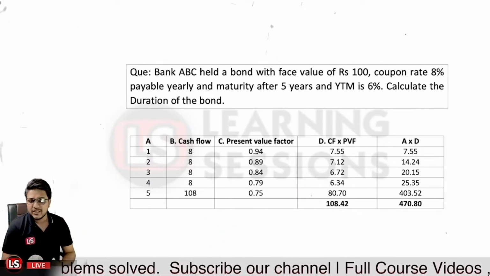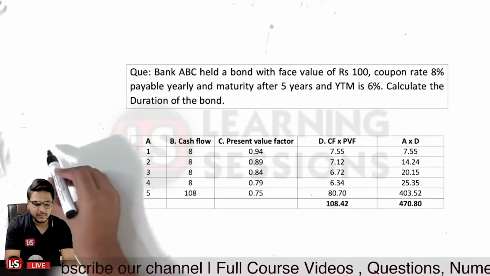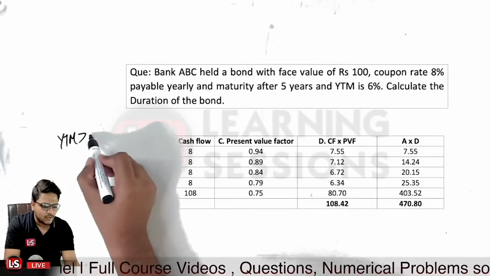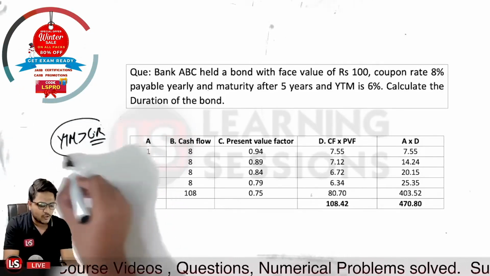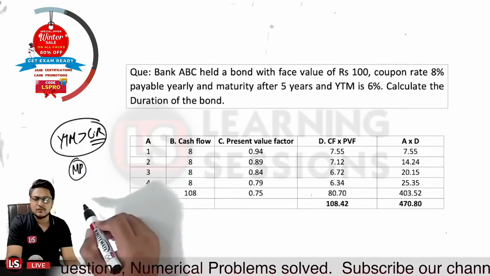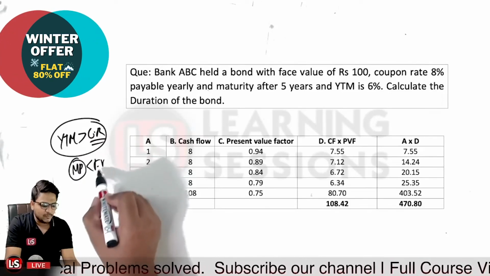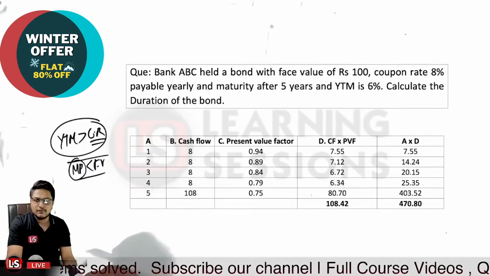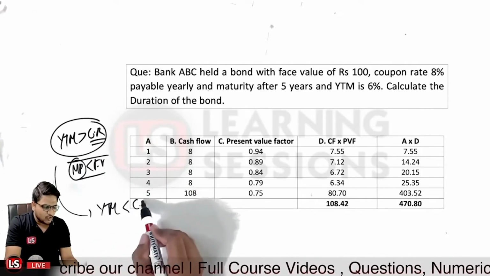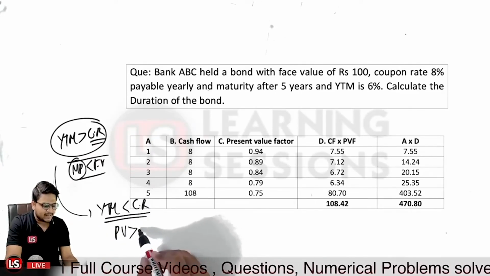I already told you there exists an inverse relationship between the YTM and the bond price. What does it mean? If the YTM is greater than the coupon rate, in that particular case, the current market price of the bond would be lesser than the face value. But in the opposite case, where the YTM is lesser than the coupon rate, the present value or the market value would be higher than the face value.